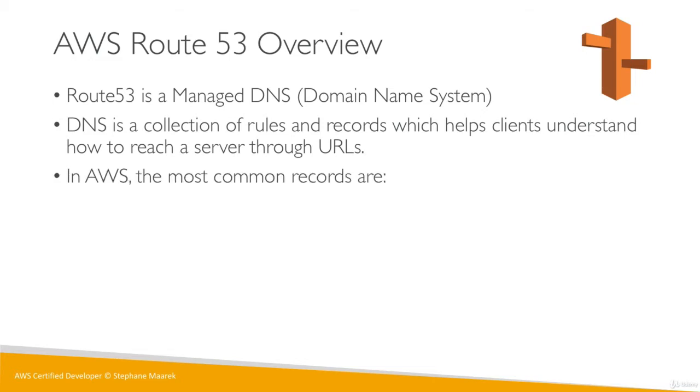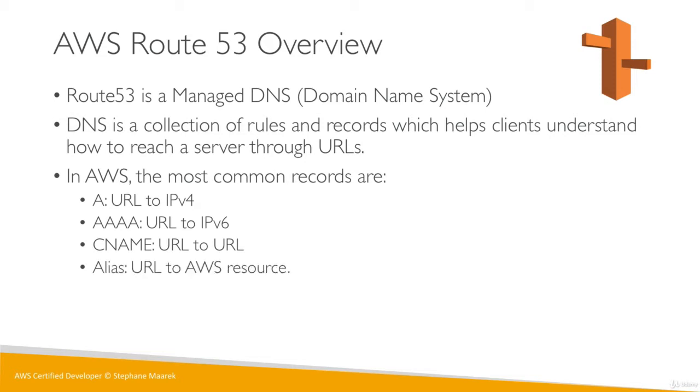And so in AWS, you have four most common records. You have the A record, that is a URL to IPv4. You have the quadruple A record for URL to IPv6, CNAME for URL to URL, and alias for URL to AWS resource. So you should know about these four, just make a note of them, they're very important.